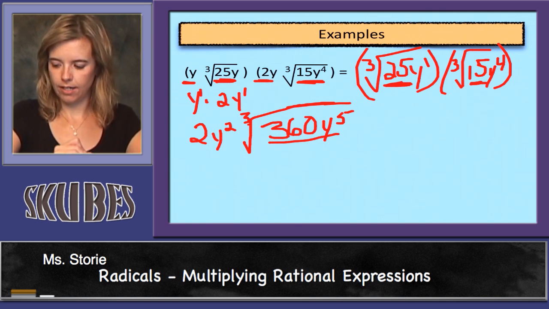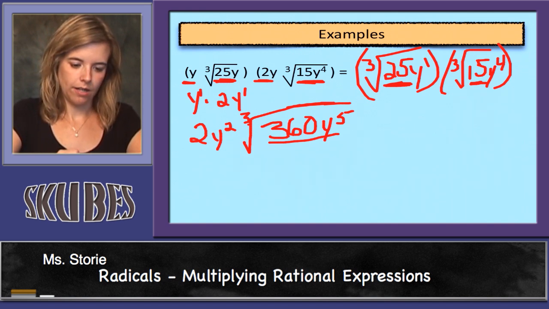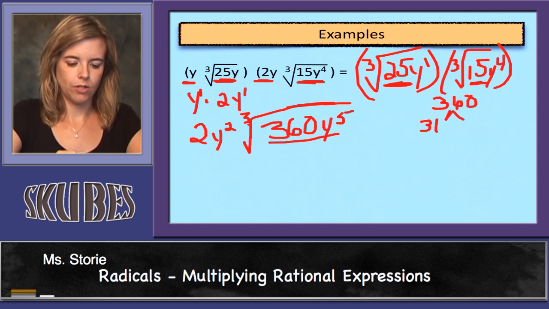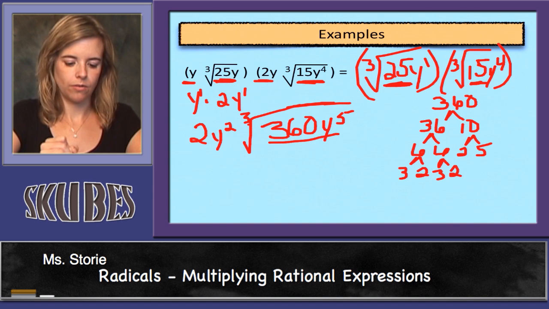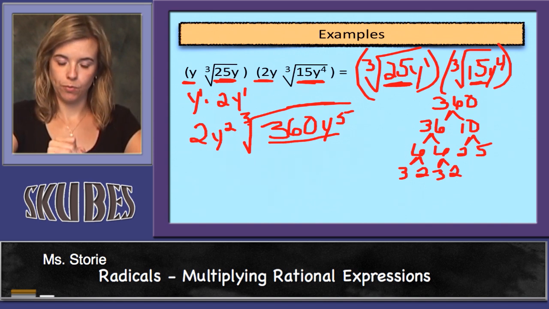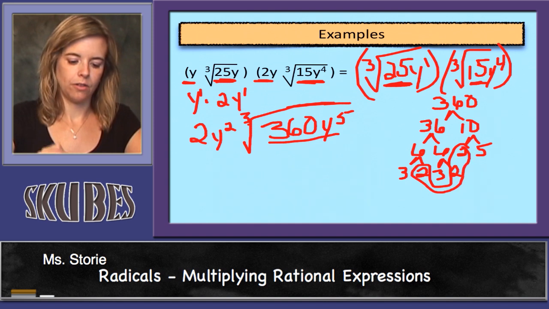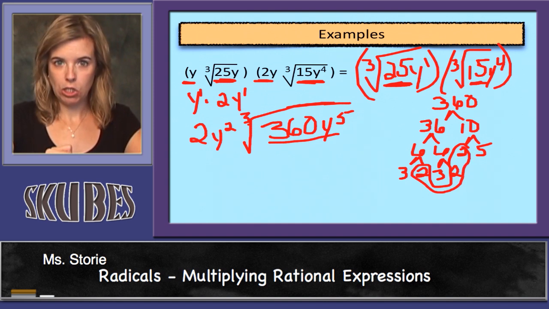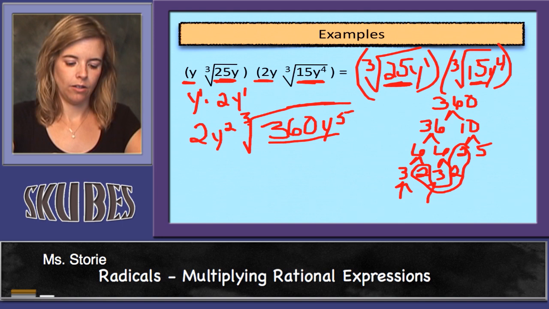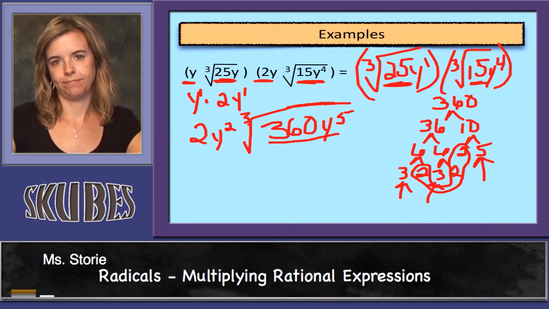So we're going to take 360 and we're going to break it down. If you break it down, you can do 36 times 10, and that's 2 times 5. And then you have 6 times 6, and 3 times 2, and 3 times 2. Now, this is cubic, so we're looking for groups of 3. Well, I see I've got 1, 2, and 3. I've got a group of 3 2s, and then I've got a lonely 3, a lonely 3, and a lonely 5.